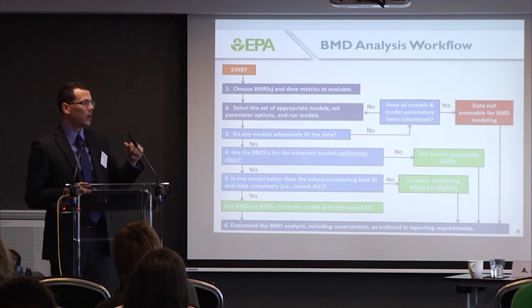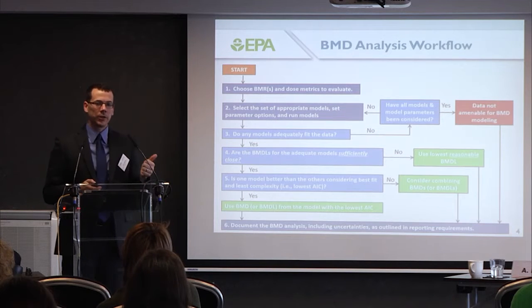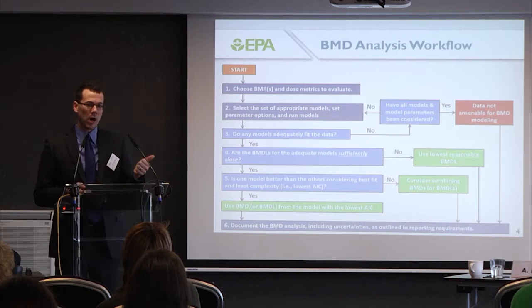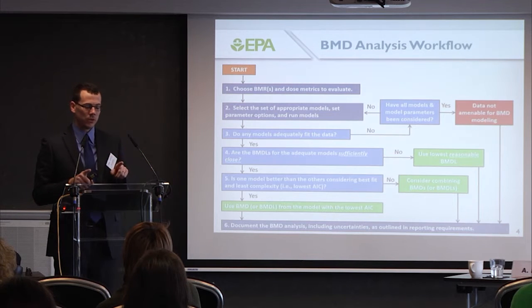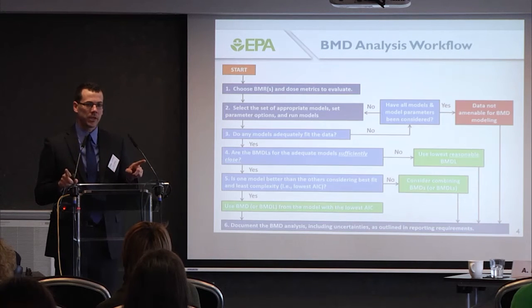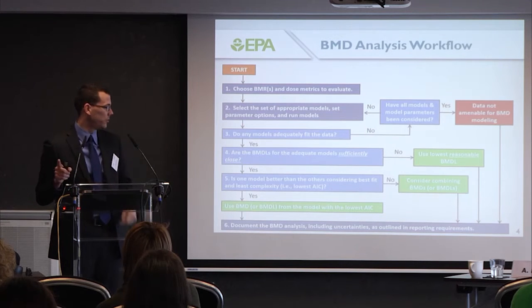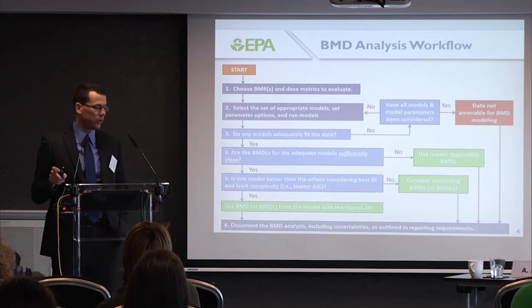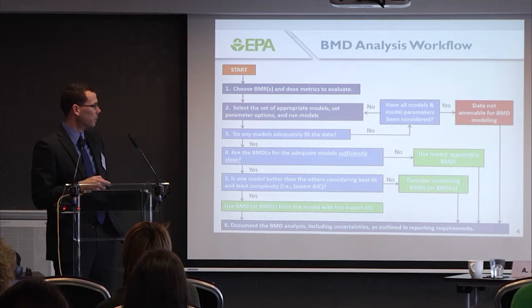Steps 4 and 5, you're trying to answer whether or not there's a high degree of model uncertainty in your data or model dependence in your results. And that will lead you to 2 different selection criteria: whether or not you select the model that's giving you the lowest BMDL, or whether or not you use the AIC as your selection criteria to pick your final model.